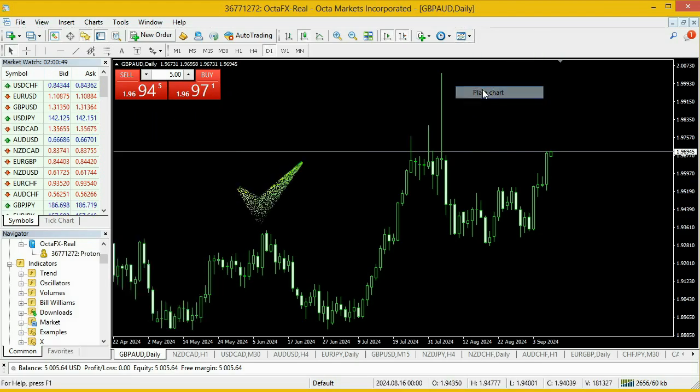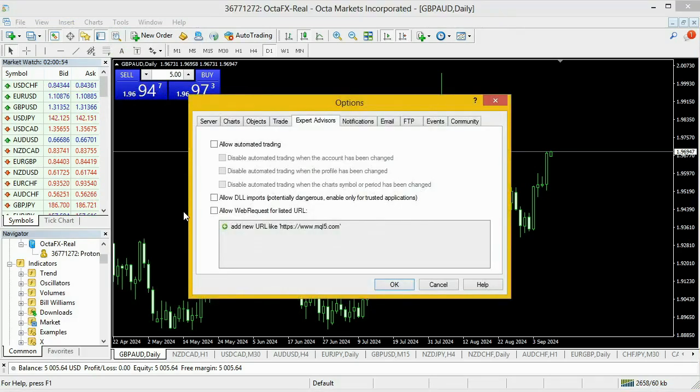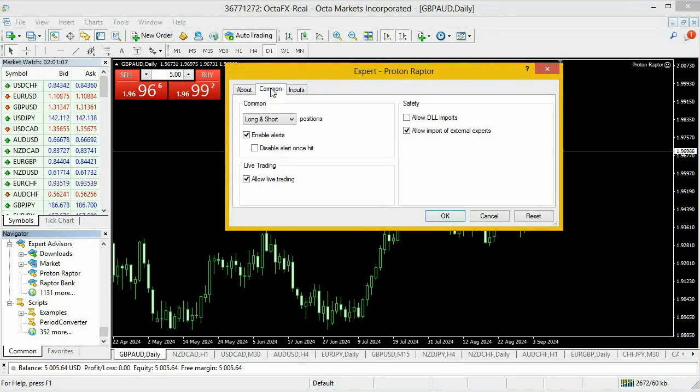From here we need to enable automated trading. On this dialog box, allow automated trading must be check marked. You can also do this by clicking the auto trading button. We then load the expert. You can deactivate external experts.